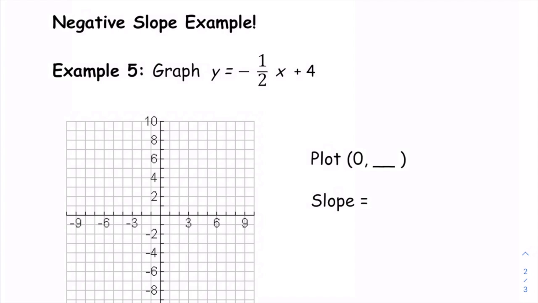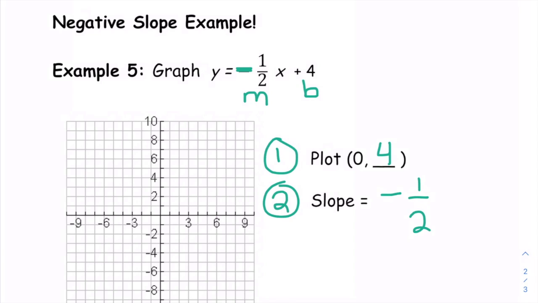Okay, last example, example 5, we're going to look at what happens when we have a negative slope. So notice that right after the equal sign, I have a negative symbol in front of my slope. So my m is negative 1/2, my slope. My b is positive 4. So let's write them in the steps. I'm first going to plot 0, 4, and then second, I'm going to use the slope negative 1/2 to move.